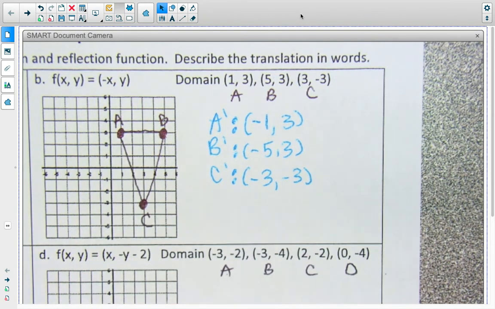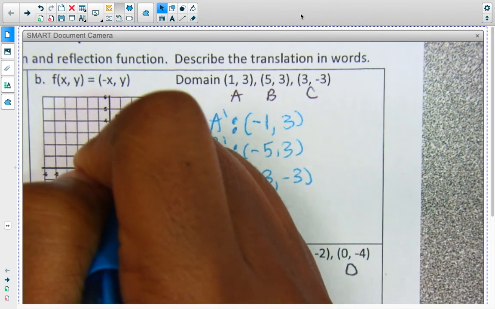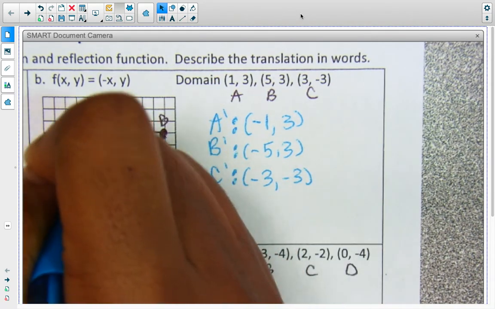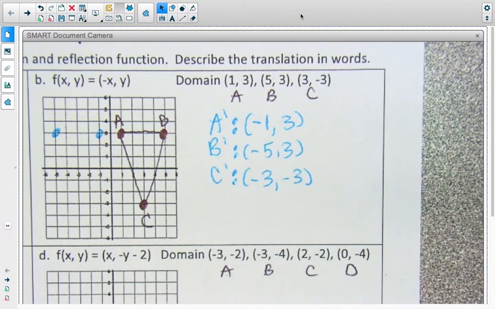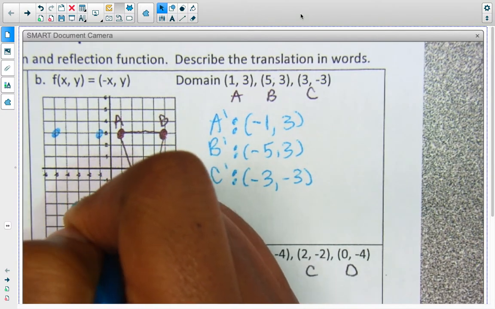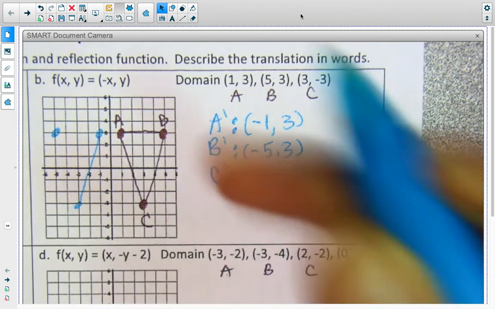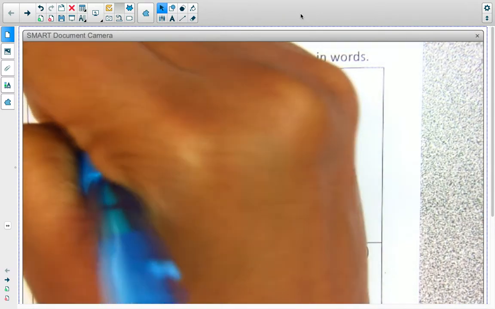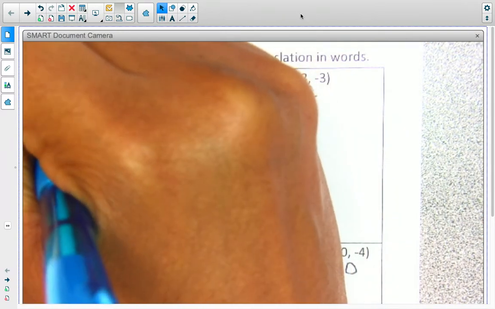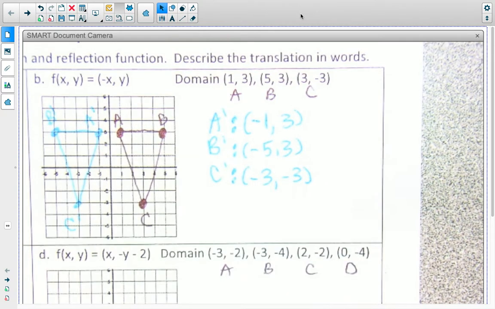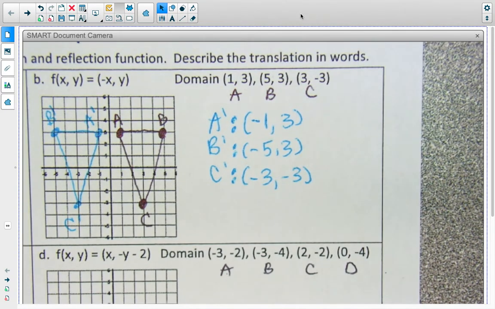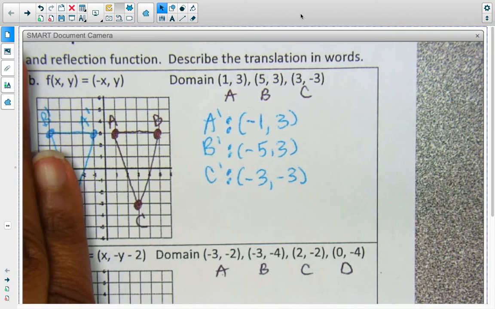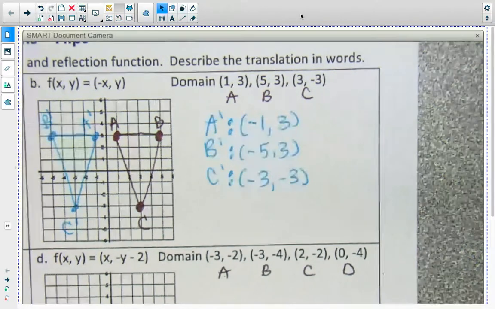So if I go plot this, I got -1, +3. I got -5, +3. And then we have -3, -3. And connect. And I can kind of already see, again, I see some sort of flip happening. We just need to distinguish where the flip was happening. So I can already see that this time it flipped in a vertical direction. So it was here and then it flipped over like that. So I can see that this time it's a vertical direction.